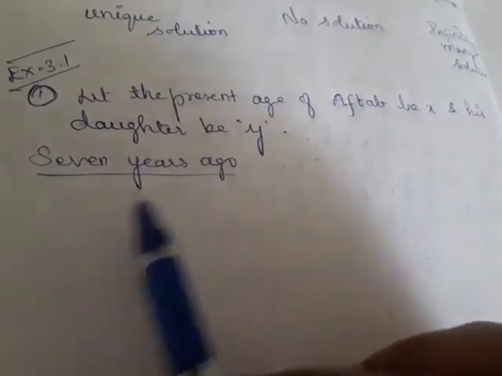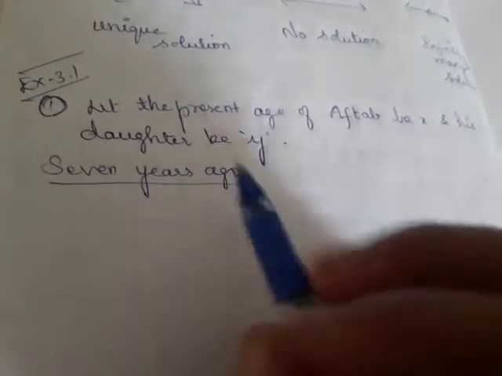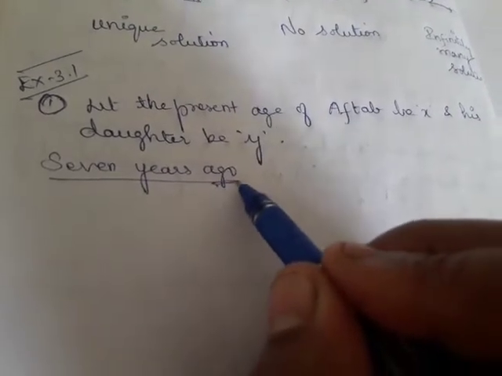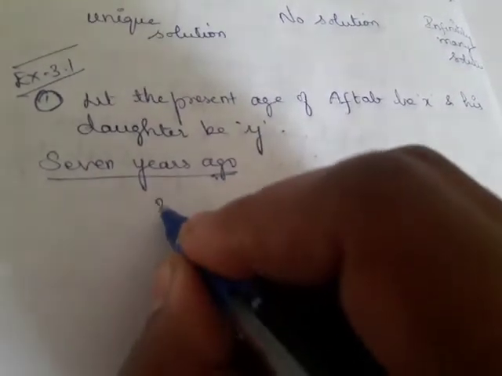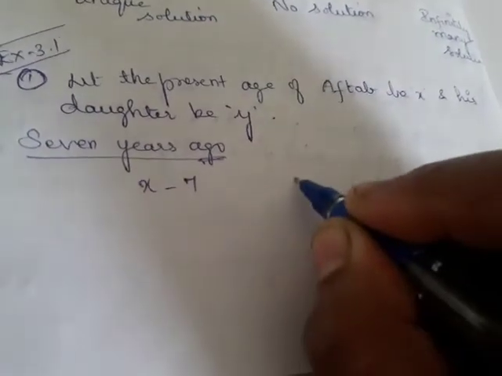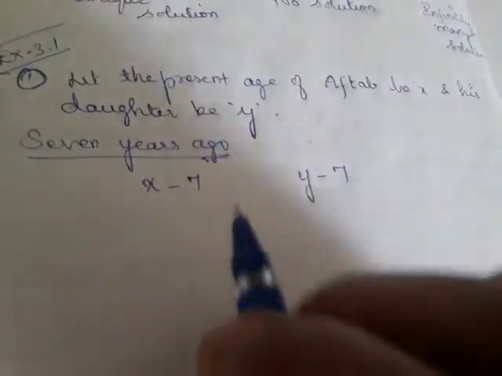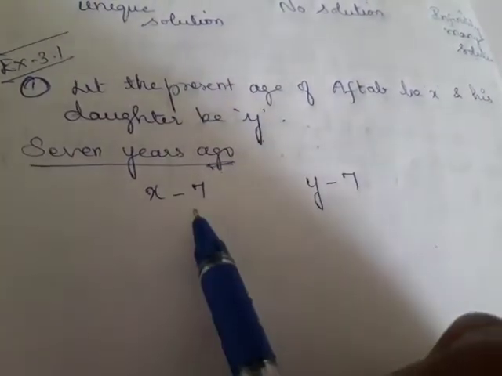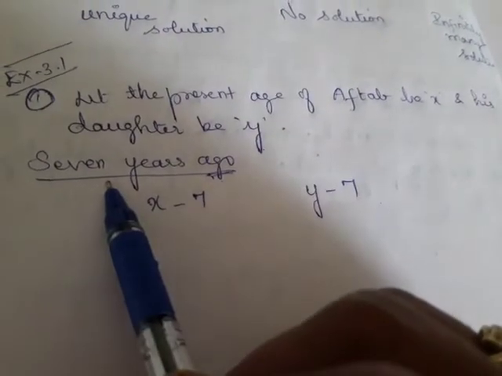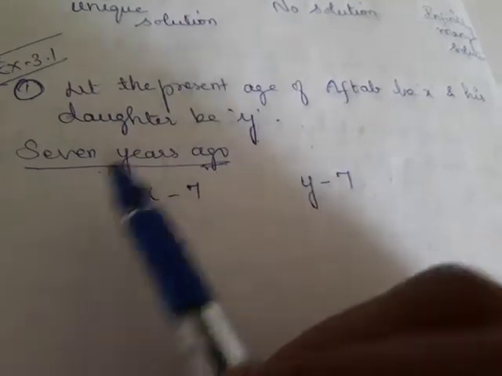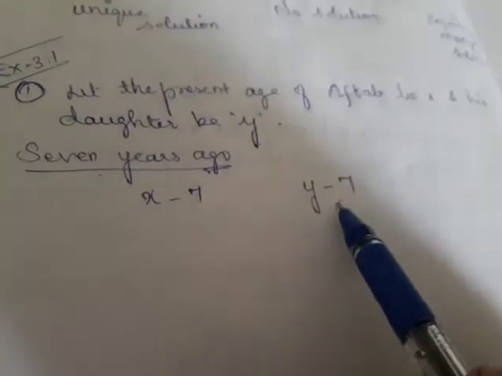Now the first statement is 7 years ago. Whenever you have ago, what should you do? You should subtract. So first step, subtract 7 from both the ages. Why are we subtracting? Because now x and y are the present ages. Now we are going to talk about the age 7 years ago. So 7 years before. So subtract 7 from both the ages.